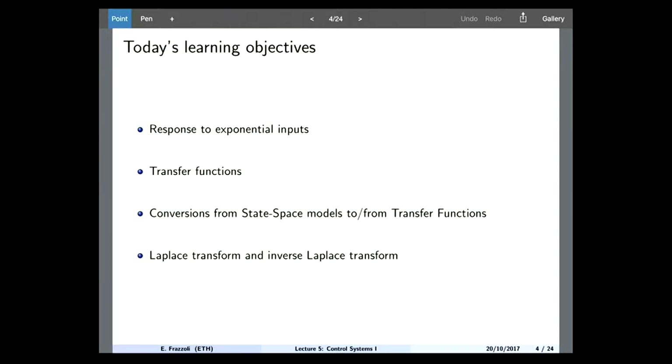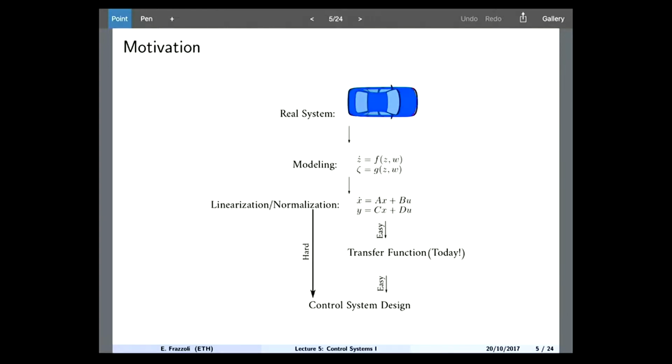Okay, we look also at how you can go back and forth from state space to transfer functions and back. And then we have a little bit of an appendix for the more mathematically inclined that establishes the connection with things called Laplace transforms. Have you ever covered Laplace transforms in other classes? Good, okay.